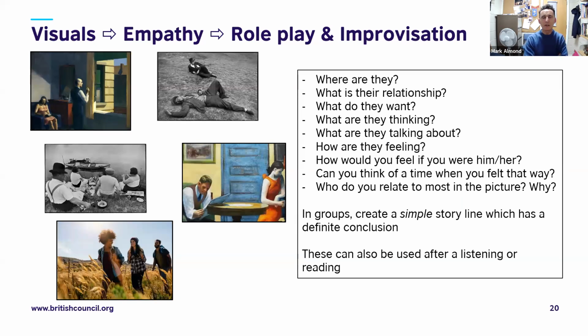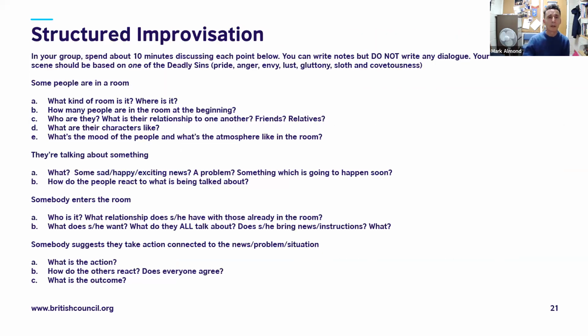So the idea here is using visual prompts to think about characterization. And again, in terms of developing empathy, don't just get students to describe the pictures physically, but get them to try and enter the minds of the people in the pictures, what their experiences are, what their relationships are, what they're thinking about, what they're feeling.